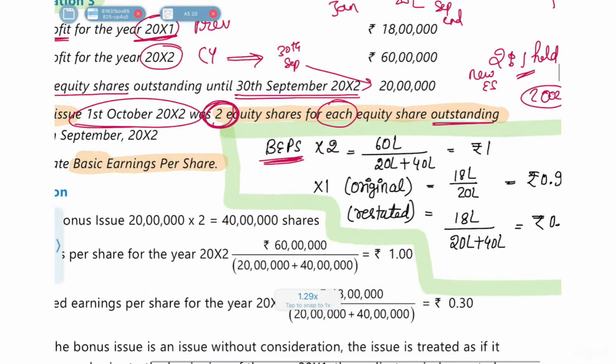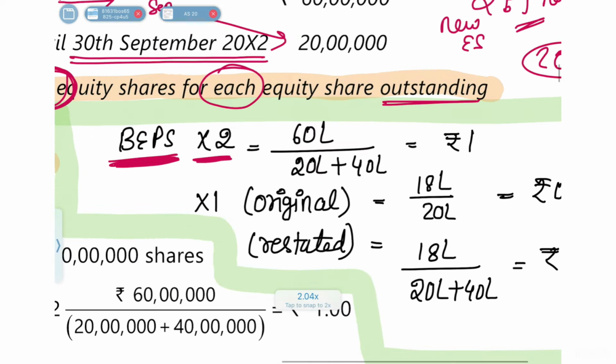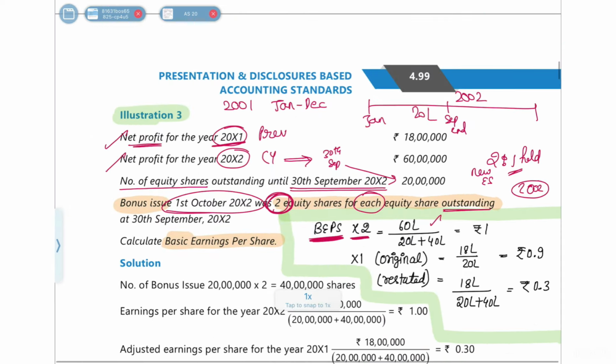Okay. So first let's find out the basic earnings per share for the year 2002 itself. So in the numerator what should come? Earnings must come. So what is the net profit for the year 2002? 60 lakh rupees.